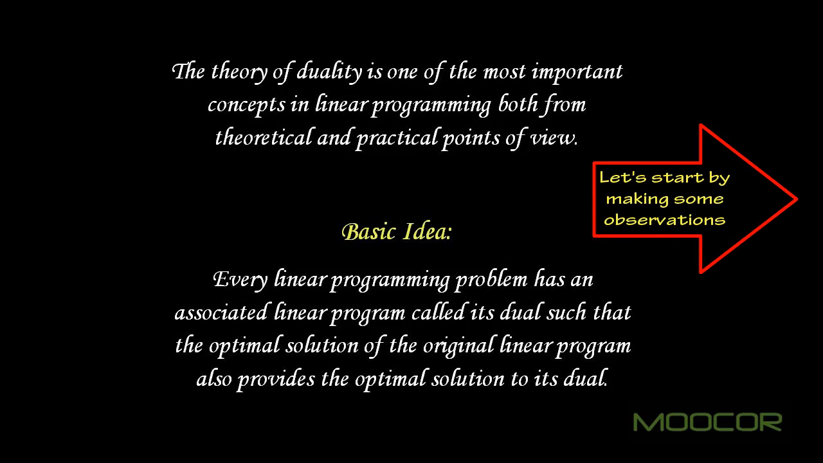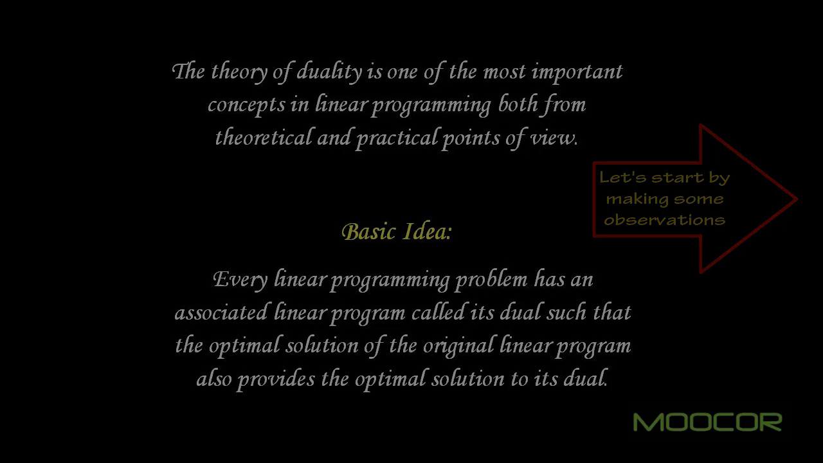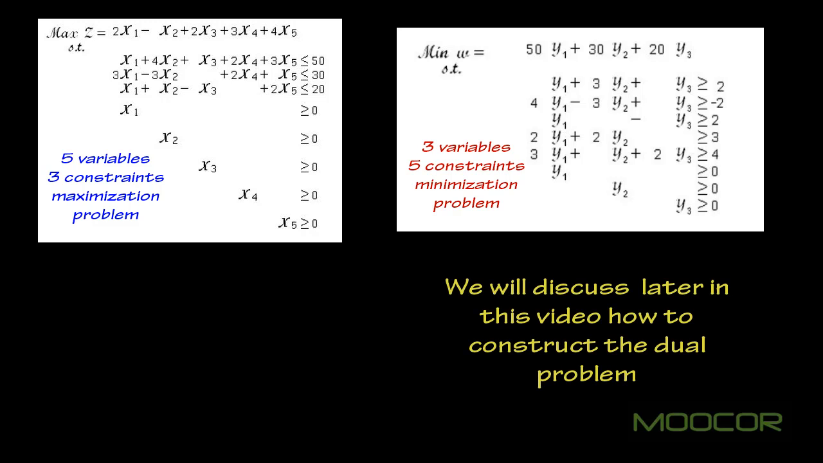So let's start by first making some observations without going into any more detail. I have selected a 5-variable 3-constraint maximization problem. Constraints are in the form of less than or equal signs. Variables are greater than or equal to 0. The dual of this problem is in the form of a minimization, with 5 constraints and 3 variables.